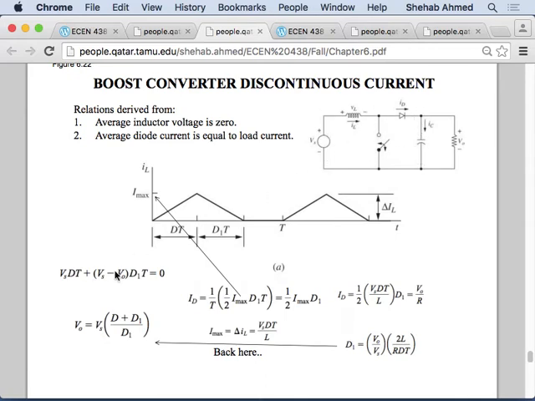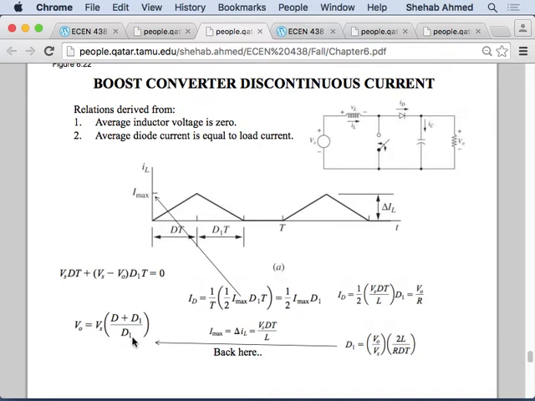So one side I have V input, and the other side I have V output. I have V input for a duration of D times the switching period, and I have V input minus V output for a duration of D1 now, not 1 minus D. That's the only difference: D1 is not 1 minus D. Okay, the T's cancel, and then we end up with a voltage transfer ratio that looks like this for the boost converter.